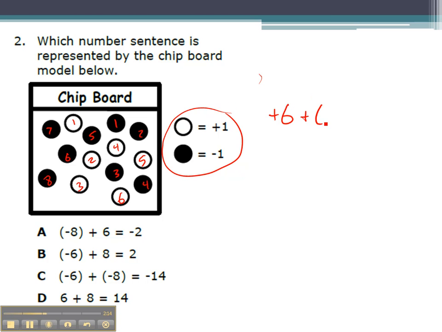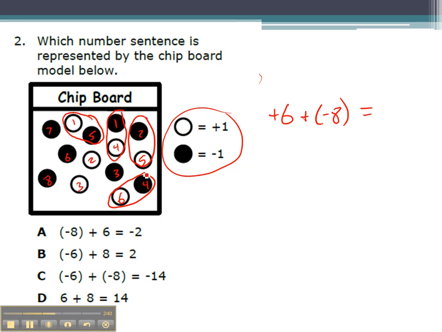+6 plus -8. It's addition because if you think about the model, if you start out with the 6 positive chips and then you put 8 negative chips on the model, you're adding the 8 negatives to the model. So then the answer would be, now using the model to find the answer, we would circle our 0 pairs. Remember, +1 and -1 equals 0. 1 minus 1 equals 0.